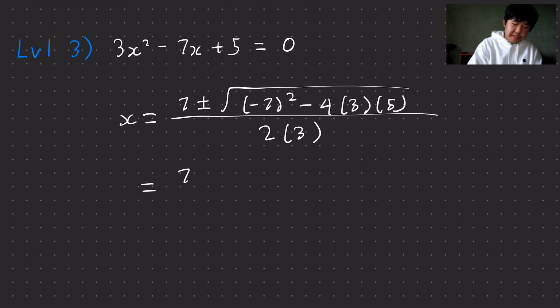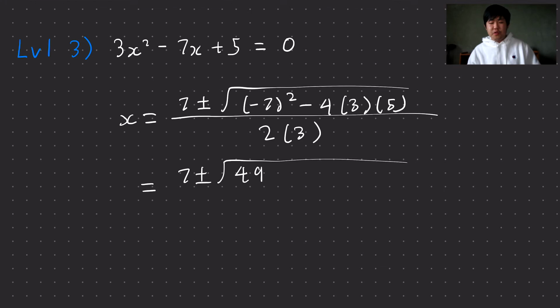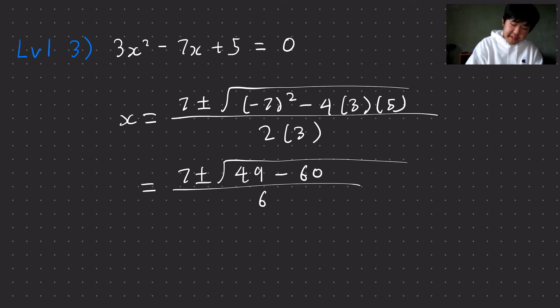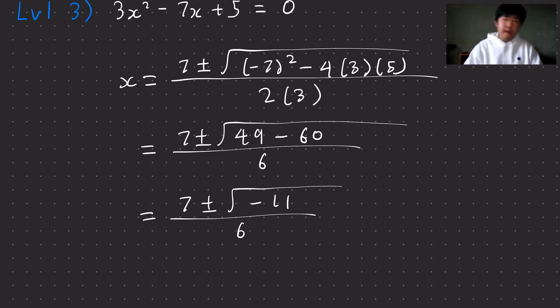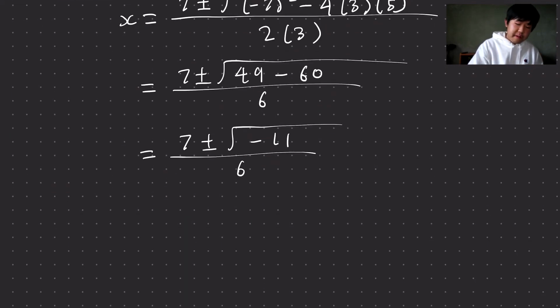And then x equals 7 plus minus root, so it's going to be 49. And then 4 times 3 is 12. 12 times 5 is 60. That's going to be minus 60 there, all over 6. And then 7 plus minus root 49 minus 60, that is going to be root minus 11 over 6. But wait, there's a minus inside the root, so that means there is no solution. So for this question, at this level, you write no solution.